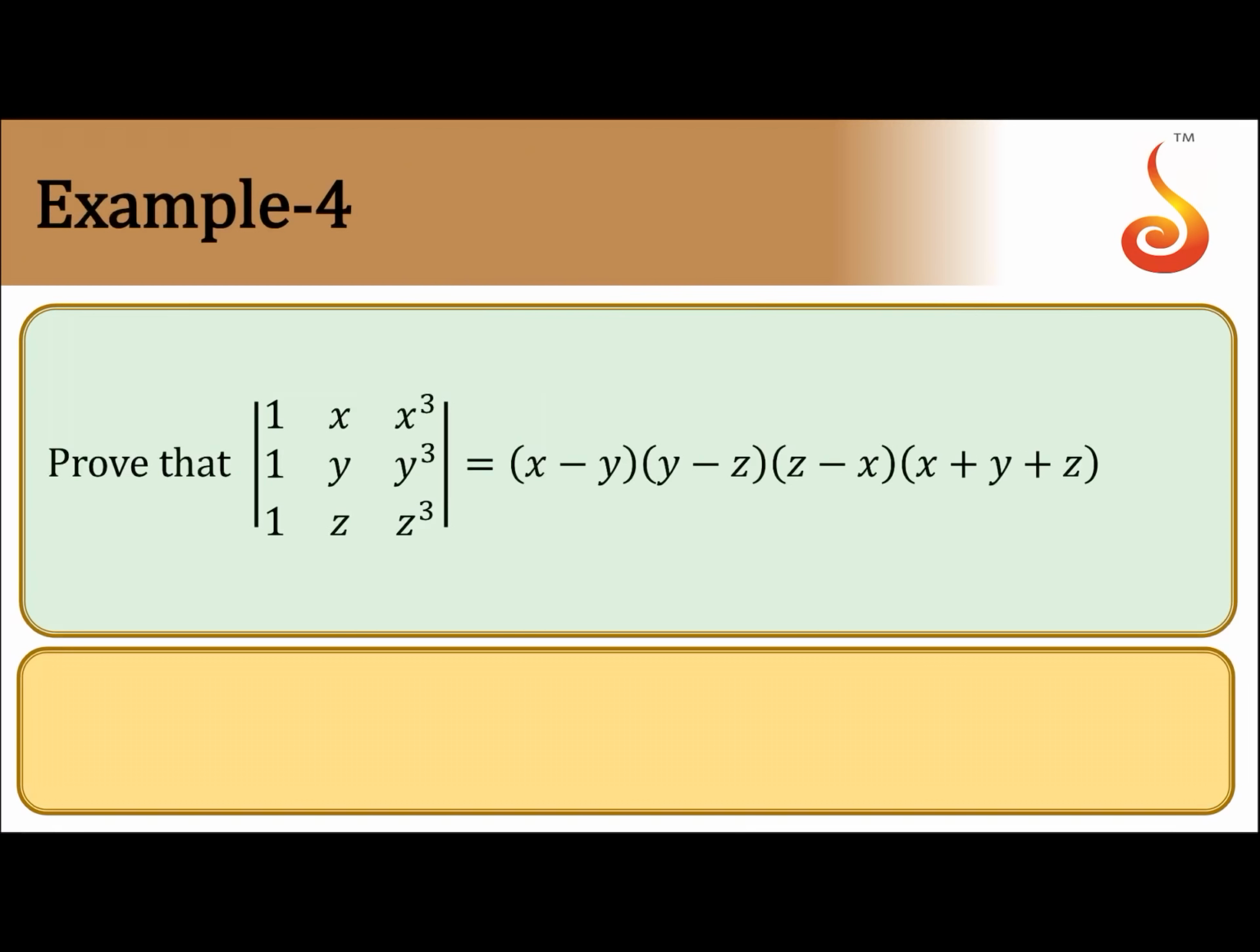Let me take up the determinant. So delta is equal to the determinant 1, x, x cube; 1, y, y cube; and 1, z, z cube. This is the given determinant. Now, as I told you, if you have 1, 1, 1 in a column, apply C2 minus C1 and C3 minus C1 and make the other two numbers zeros, so that the determinant would become very simple to expand. Similarly, here also we try to make the second and third row elements of the first column 0 with the help of the first row 1.